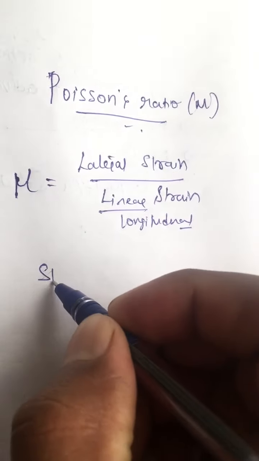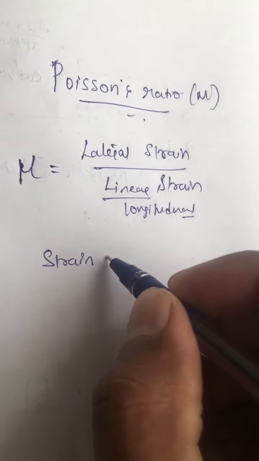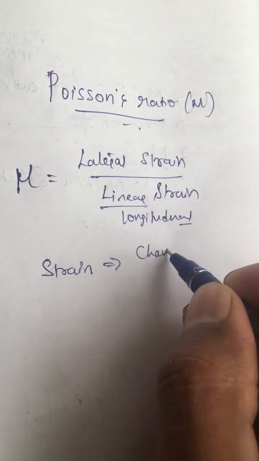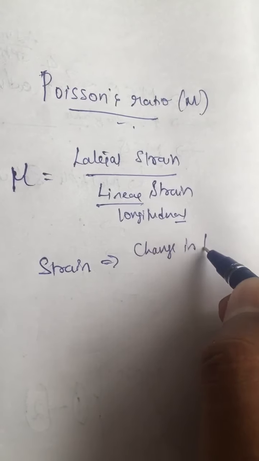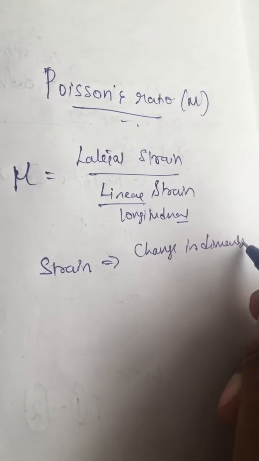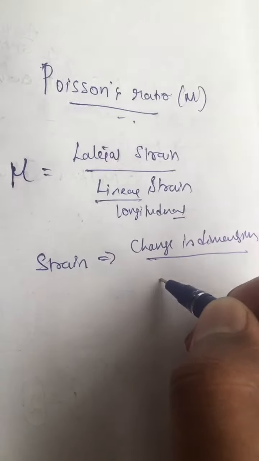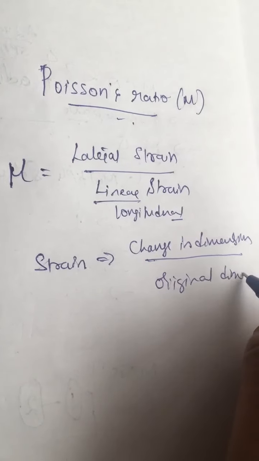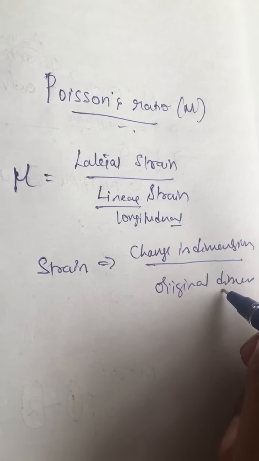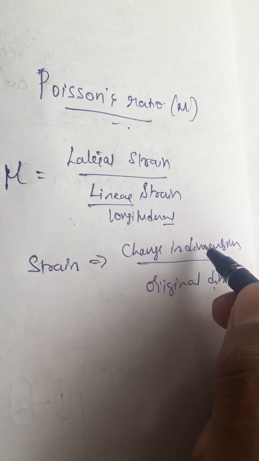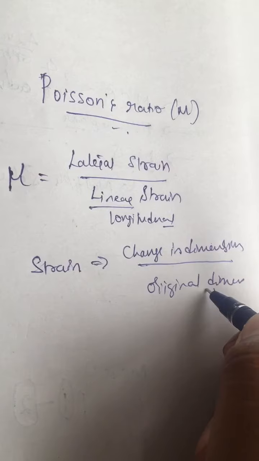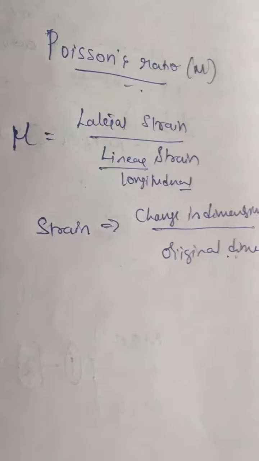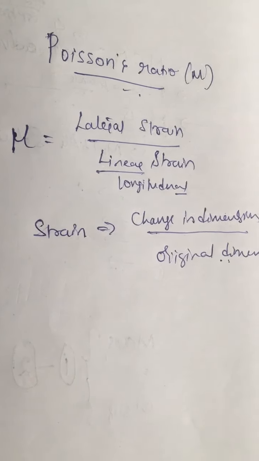First of all, what is strain? Strain is defined as change in dimension, generally, to original dimension. If the dimension is length, change in length by original length. If the dimension is diameter, change in diameter over original diameter. So generally I write it as change in dimension to original dimension.